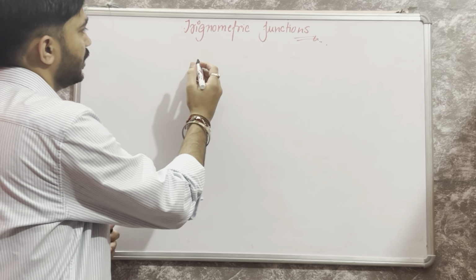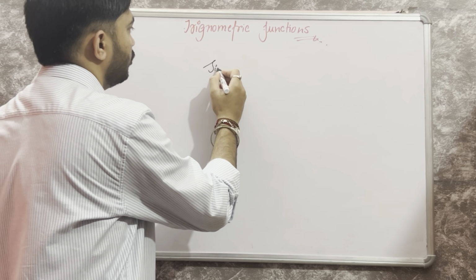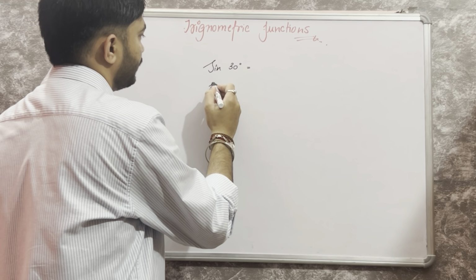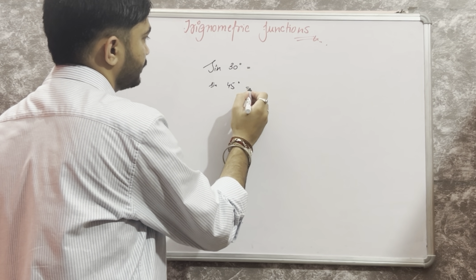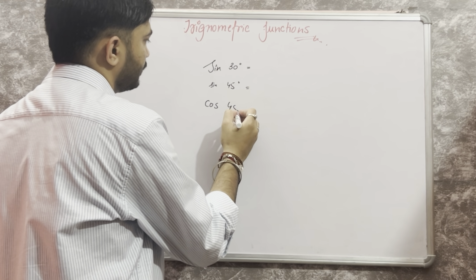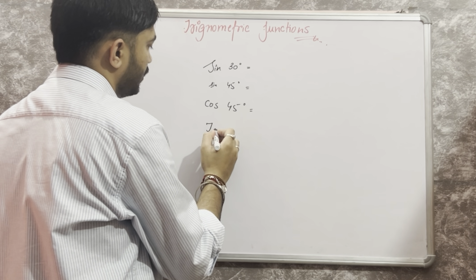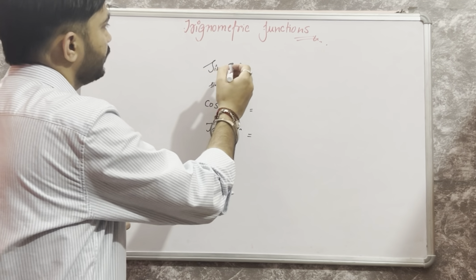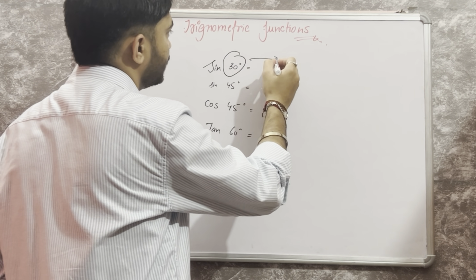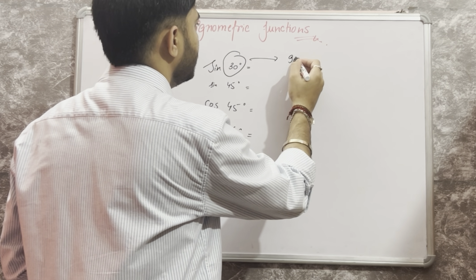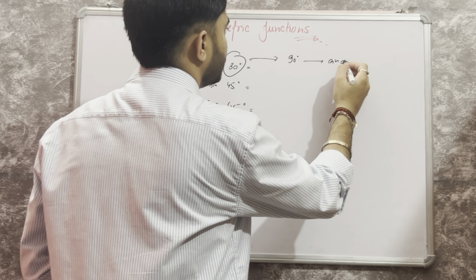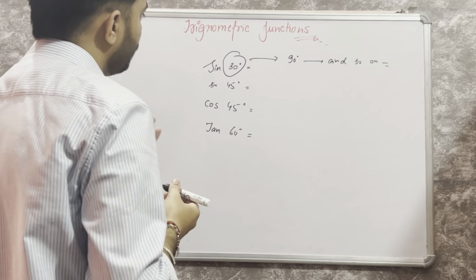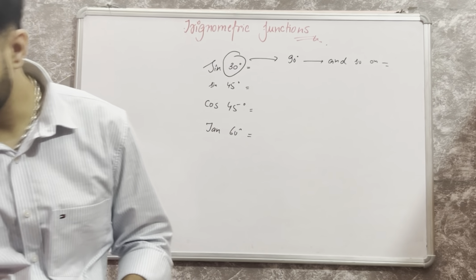So in class 10th we have already studied how to find the value of sine 30, sine 45, cos 45, tan 60 and so much more. What if the angle here is much larger than 90 degree and so on? But we are going to do so. Today we are going to study that.